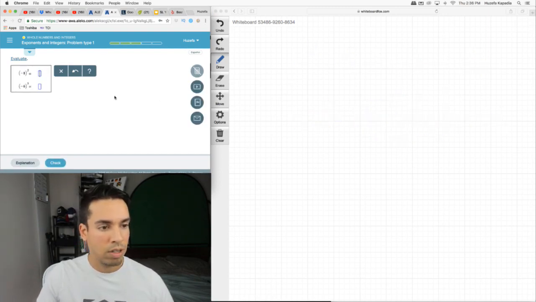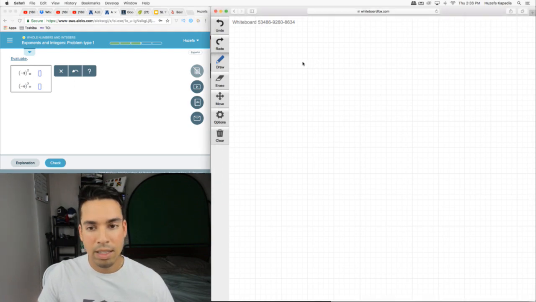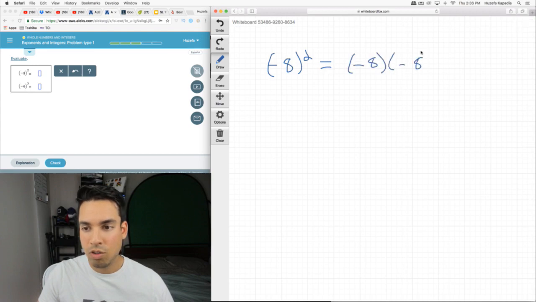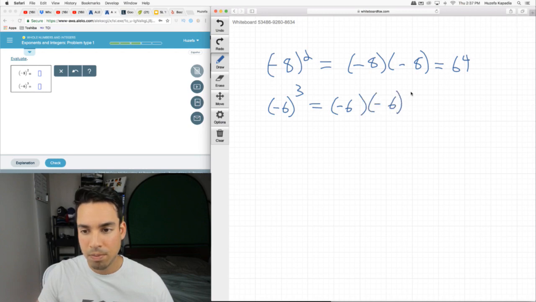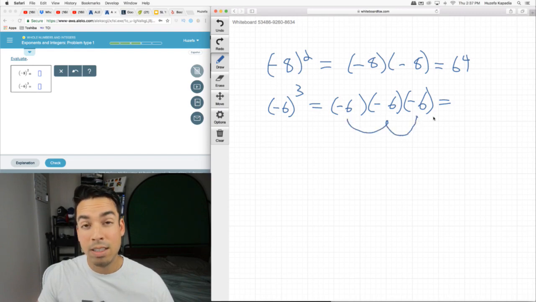Let's do this last one here. This is -8 squared. It's -8 times -8. The two negatives cancel out and give us a positive 64. And down here we got a -6 cubed, which means we got 3 -6s multiplying each other. And that equals a positive, but then that last negative makes the final answer negative.